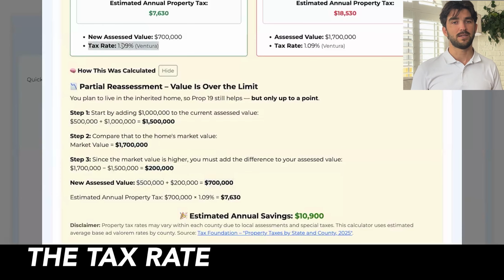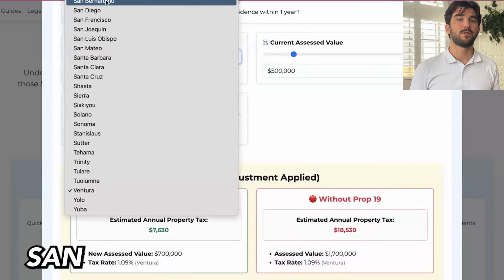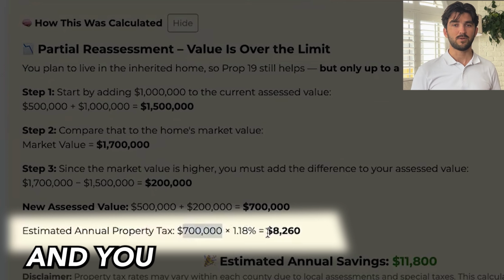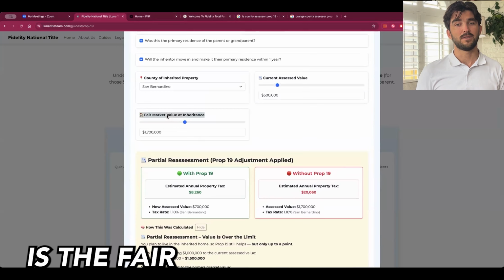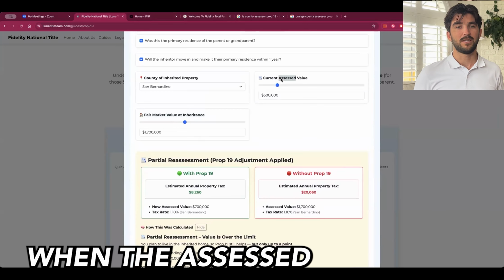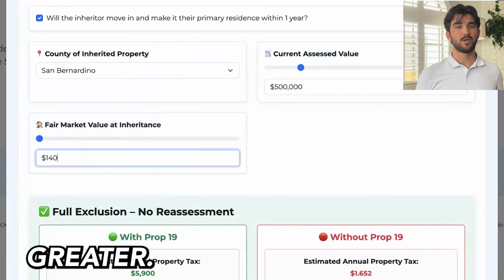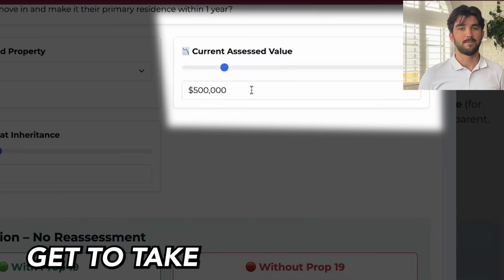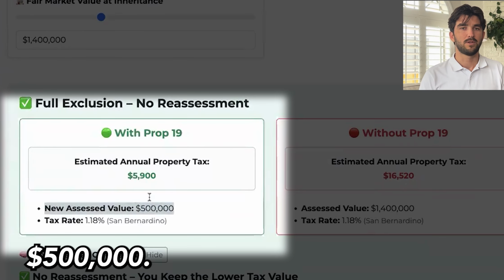Now all you have to do is take the tax rate for Ventura, or like I said, let's say it was San Bernardino County. We'll take that tax rate, multiply it by the assessed value, and you get the new estimated annual property tax. Basically what it's looking at is whether the fair market value at the time of inheritance is greater than $1 million above the assessed value. To look at how that might work differently, let's say it's less than $1 million greater. So it's $900,000 greater. What happens in that case is they simply get to take that assessed value with them. So we see that the new assessed value is still just $500,000.